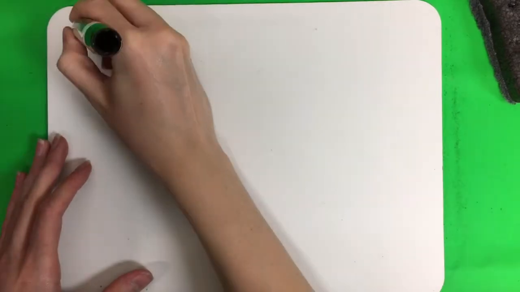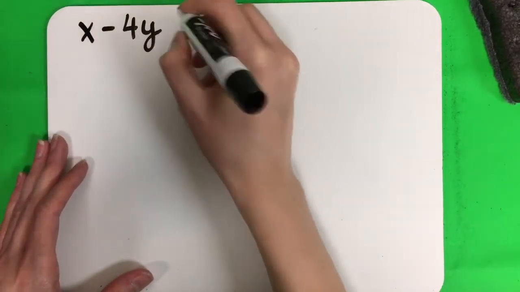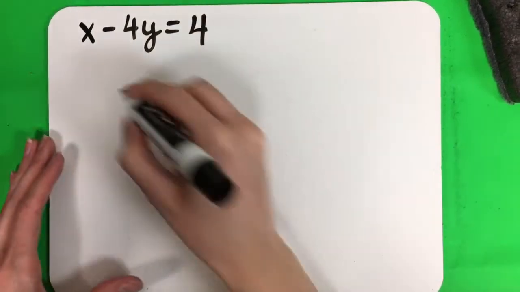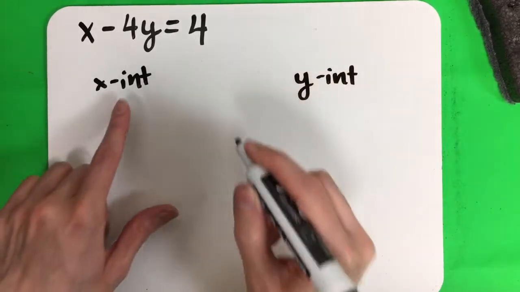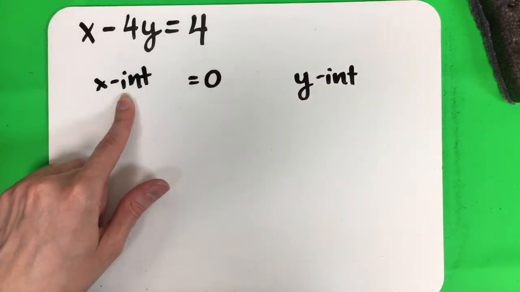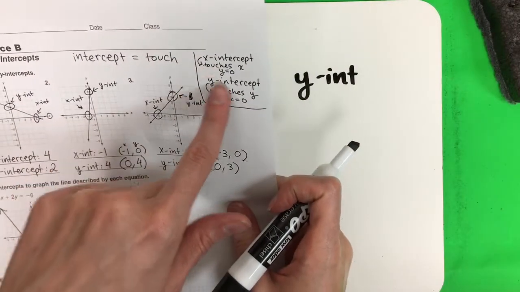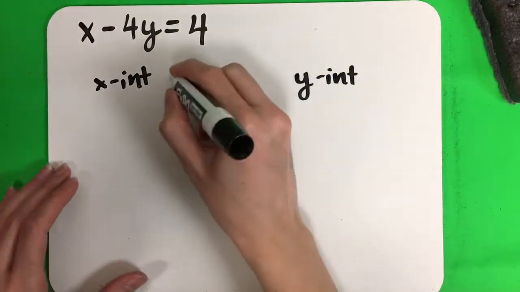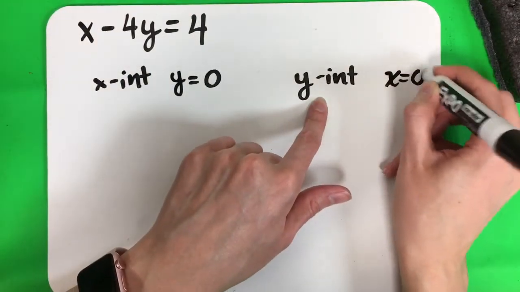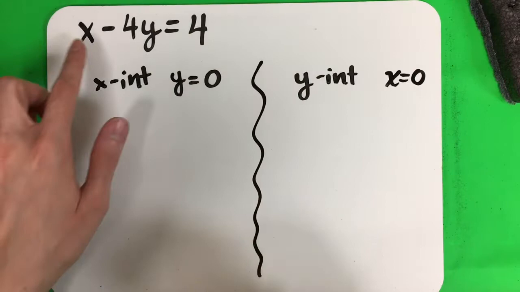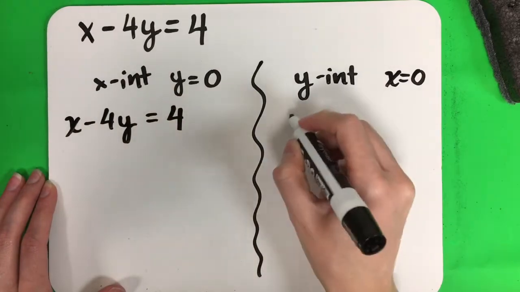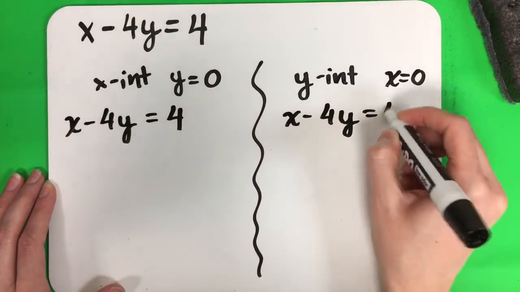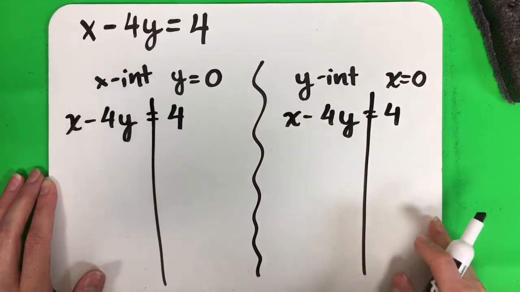Zoom out. Okay. So we got x minus 4y equals 4. And we're going to do the x-intercept and the y-intercept. And remember, for the x-intercept, which one is 0? Well, for the x-intercept, it's actually the opposite. Y is 0. And for the y-intercept, x is 0. Okay? So copy x minus 4y equals 4. And this one, copy it here too. X minus 4y equals 4. Okay, and we'll draw our line and we can start.